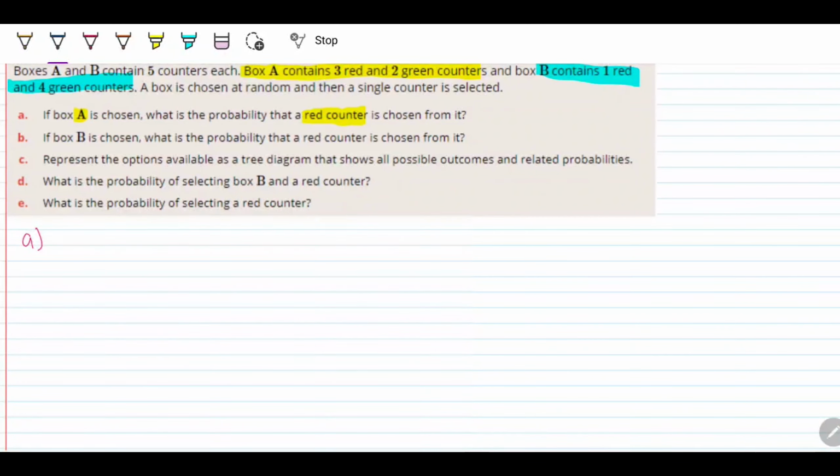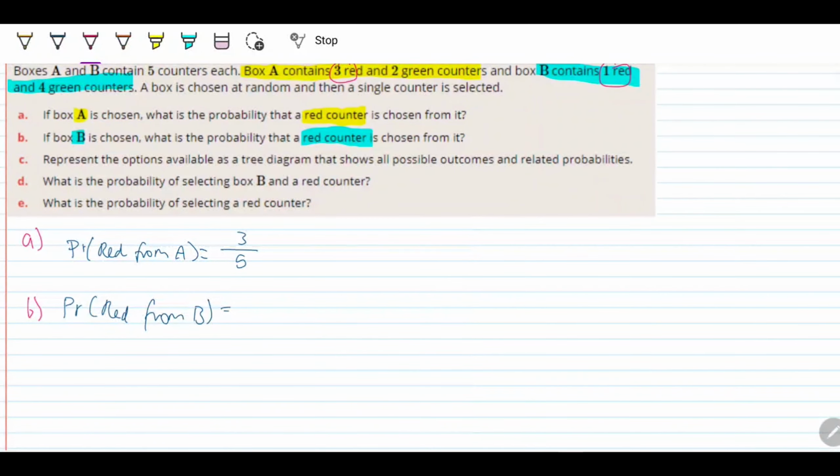You can see in the question that box A contains 5 counters in total. So that tells us that the probability of obtaining a red counter from A is going to equal 3 over 5, because there are 3 red counters and a total of 5 in box A. In part B, if box B is chosen, find the probability that a red counter is chosen from it. You're looking for the probability of a red counter. That means we're looking at this number here, 1 red, from a total of 5 counters. So once again, the probability will be 1 over 5.